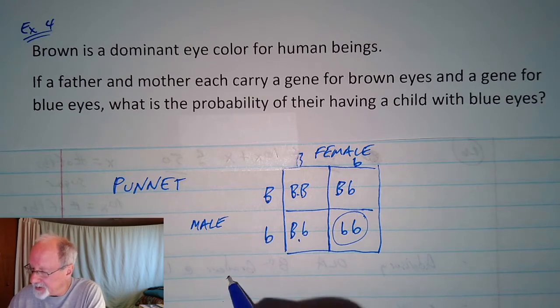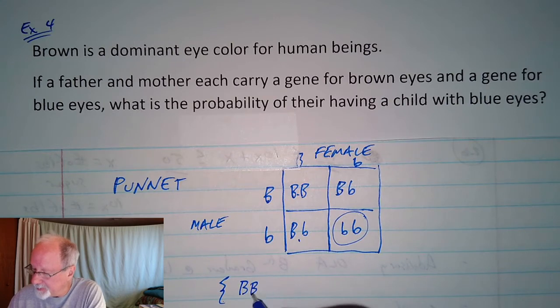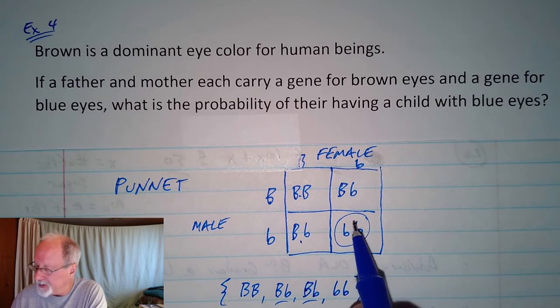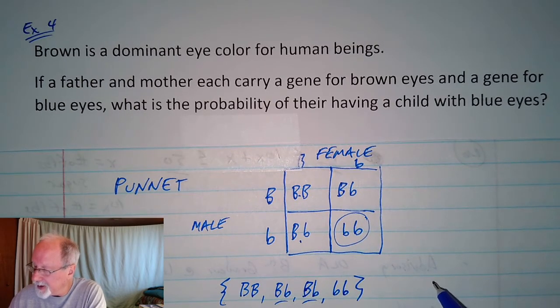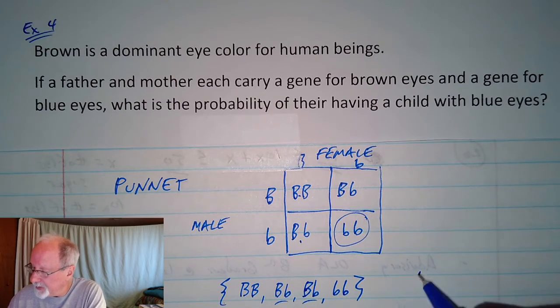So my sample space for this would be the 4 squares, capital B's, 1 of each. You don't need to list it twice, but I'm just going to put it in there just so you realize, yep, there's 4 of them in there. These 2 are the same. You don't really have to list them, but there are 4 choices. So my theoretical probability for a child having blue eyes would be 1 out of 4. Final answer.